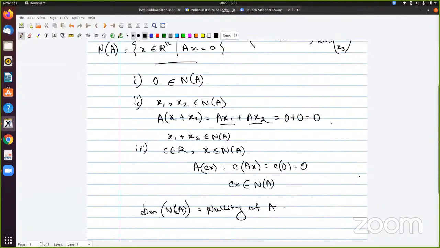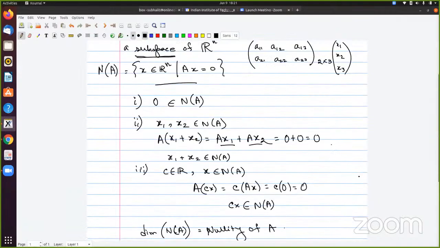Can you repeat your question? That's why it has to satisfy all three axioms. Exactly. Because it is a subspace, it will satisfy all the axioms of a subspace. Okay, thank you.